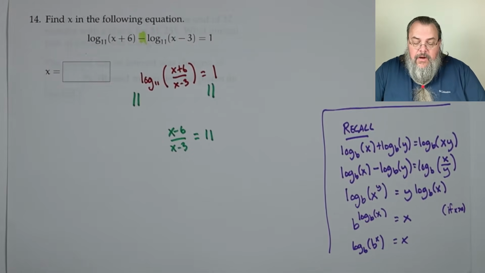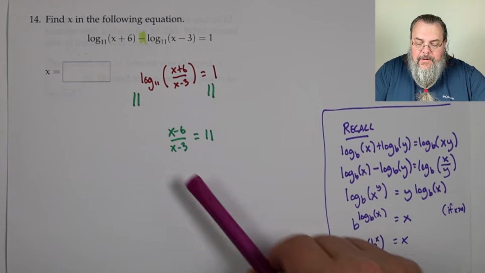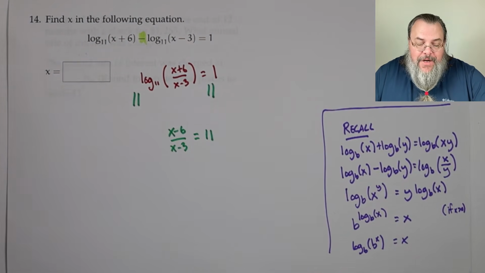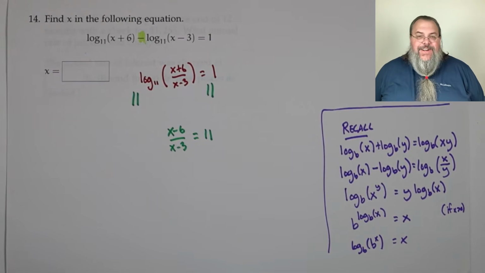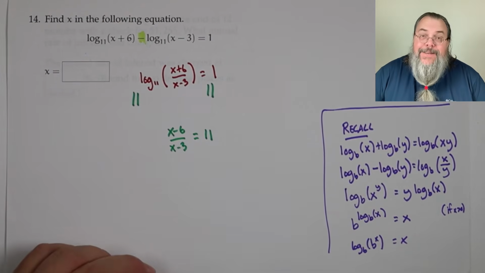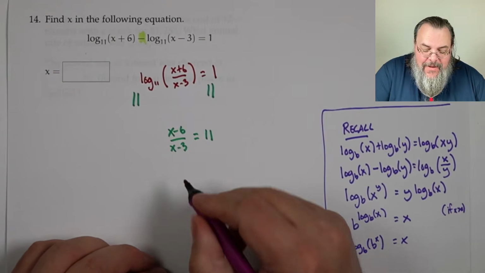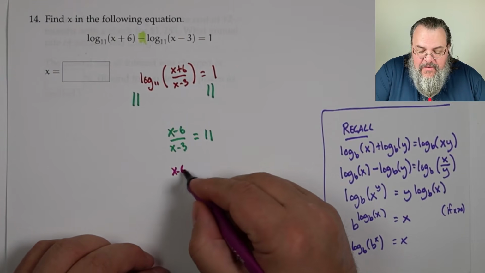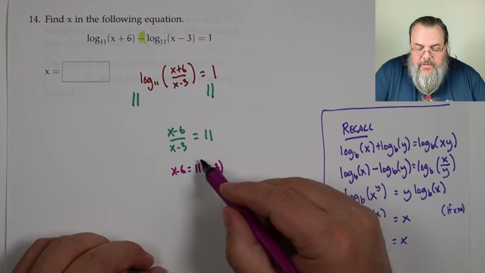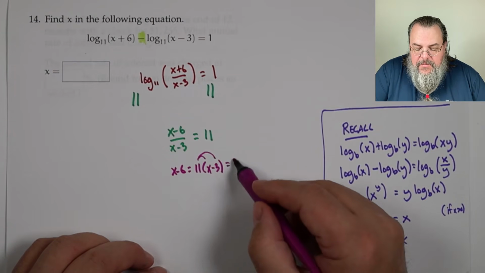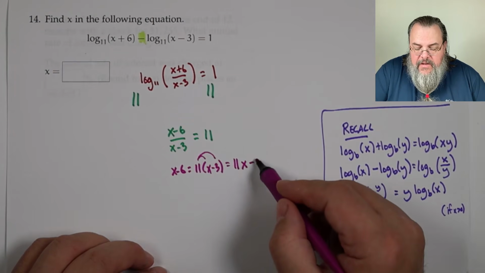And now we're like, oh, so this problem was secretly not really a logarithm problem. They were just obfuscating a more straightforward algebra problem. Those obfuscators, they just go around obfuscating all the time, don't they? Yes, they do. So you get x plus 6 is 11 times (x minus 3). Distribute that 11 through. That becomes 11x minus 33.